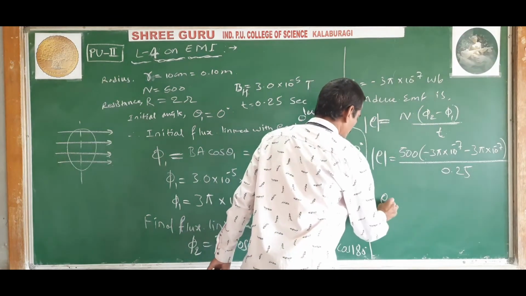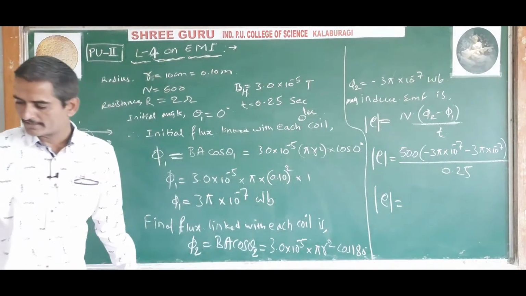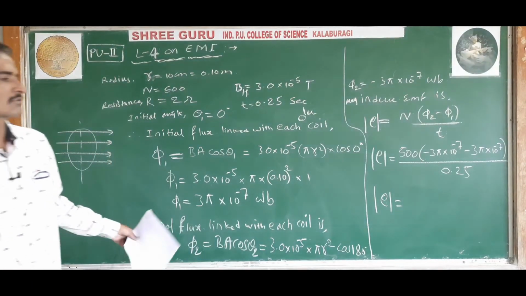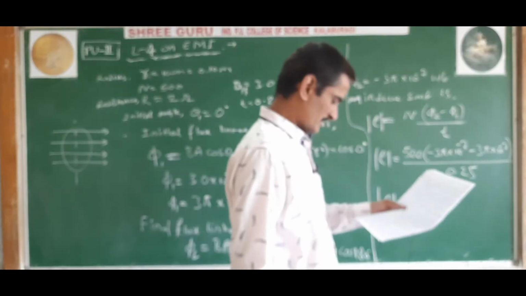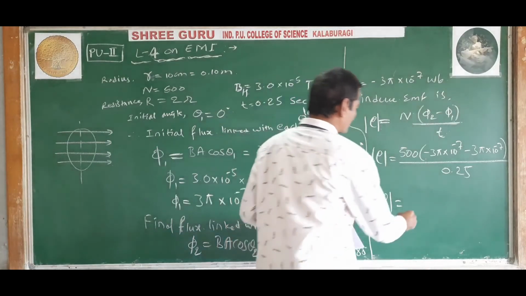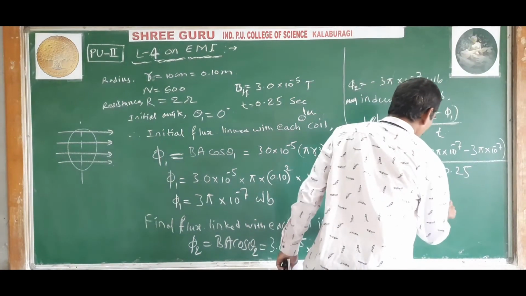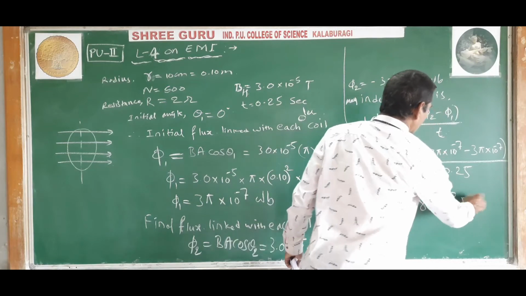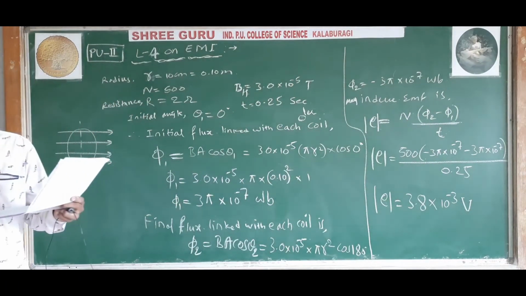So therefore, the magnitude of induced EMF. Do the simplification. I will tell the answer directly. Do the calculation on your own. So the induced EMF will come out to be 3.8 into 10 to the power minus 3 volt. So this will be the induced EMF.